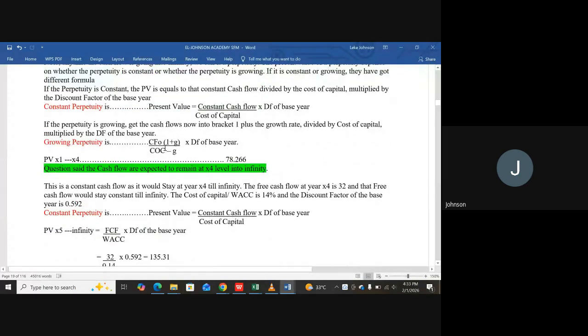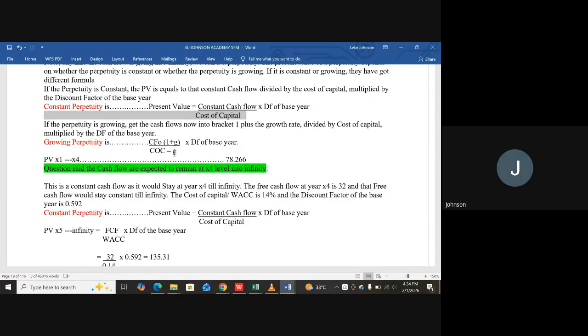So what do you do? Take that cash flow of year 4. Put it into brackets, 1 plus the growth rate, and close the bracket. Once you close the bracket, you divide it by the same cost of capital that you have here. At the top, you are adding the growth rate. At the bottom, you are subtracting the growth rate. So take that cost of capital that we have in year 4, or whatever the base year is, minus the growth rate, put it into bracket 1 plus G.